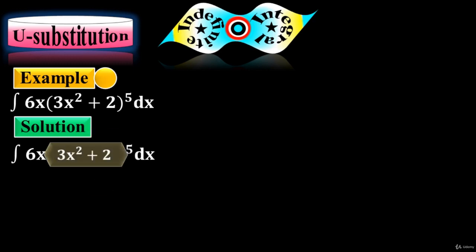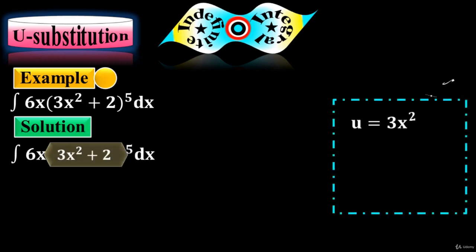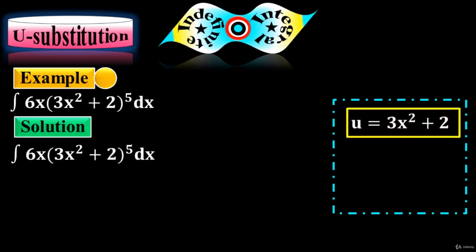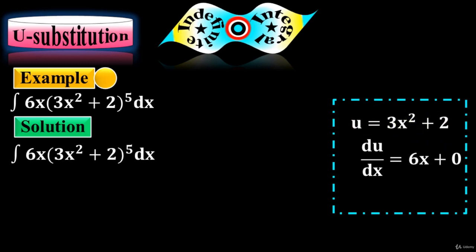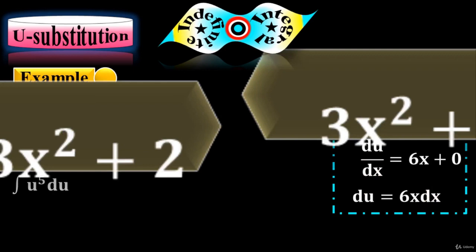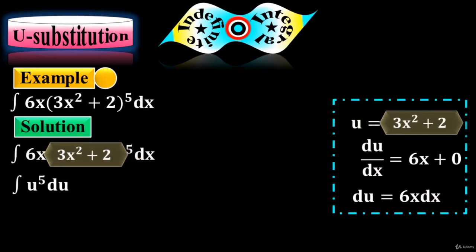Take this 3x squared plus 2 equals u. We just supposed 3x squared plus 2 as u. Take derivative on both sides. du over dx equals 6x. Bring this dx here. We have now du equals 6x dx. Replace 3x squared plus 2 by u here and 6x dx by du.